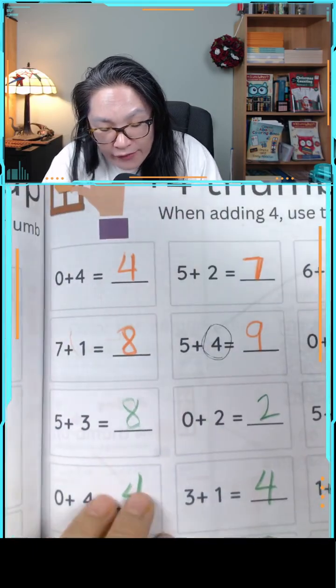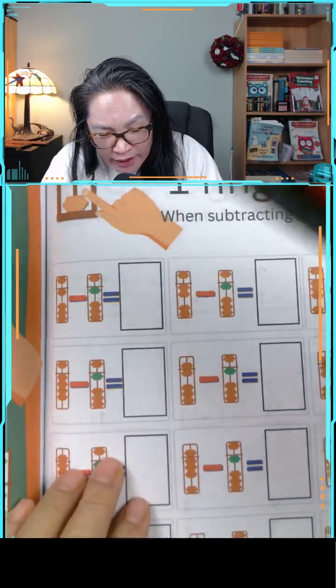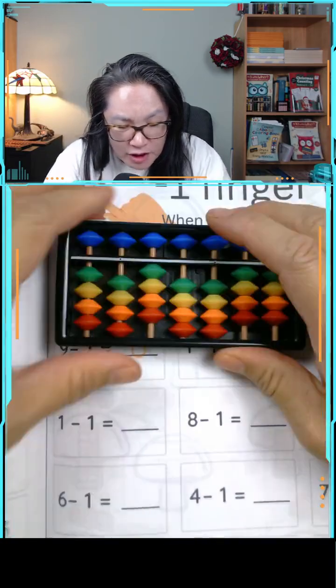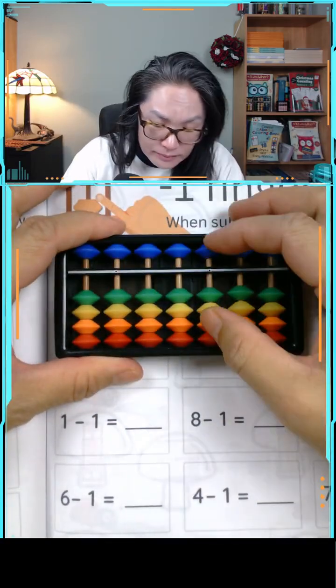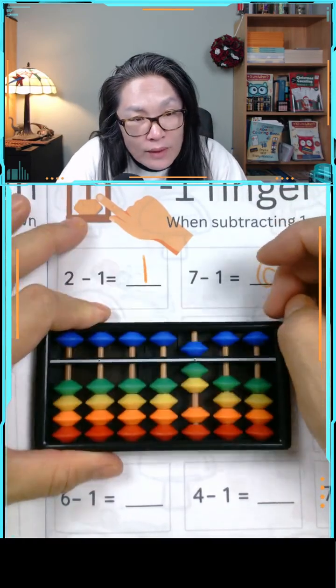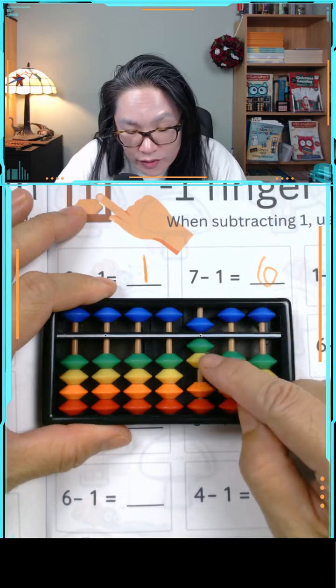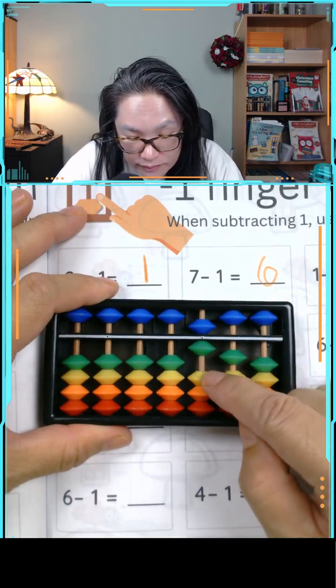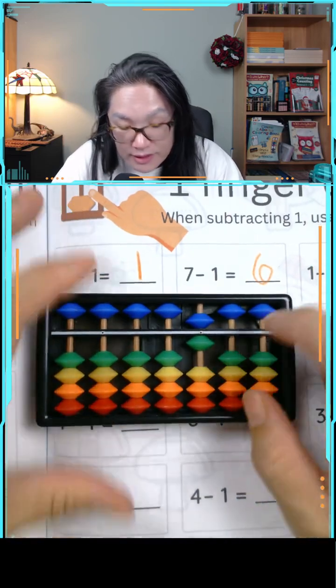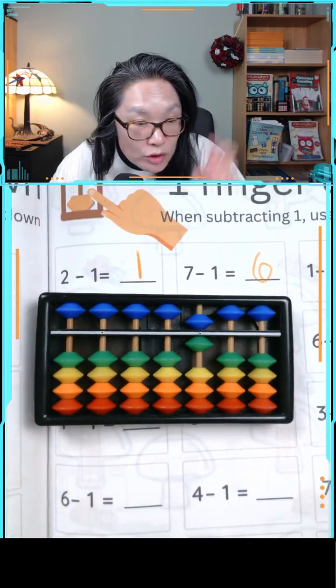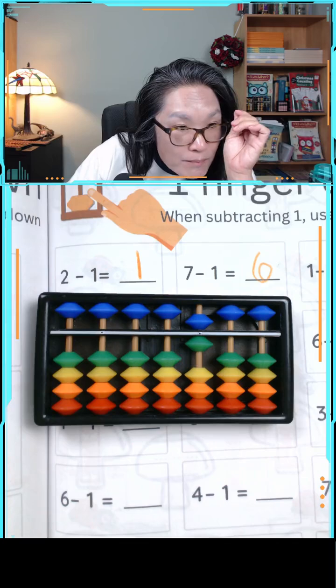And then if you know how to add, you know how to subtract. So, on my abacus, I have 7. And I want to take away the 1. All I got to do is take it away from the horizontal bar. Like that. So my final answer is 6. Again, the answer will just appear like magic.